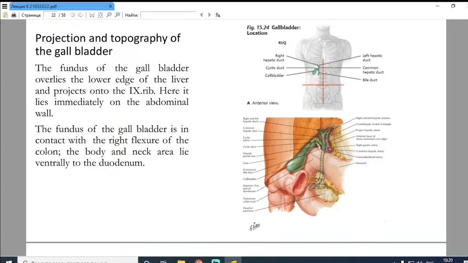The body and neck area lie ventrally to the duodenum. This is the transverse colon, colon transversum. Body and neck area lie ventrally to the duodenum. This is the stomach, duodenum.